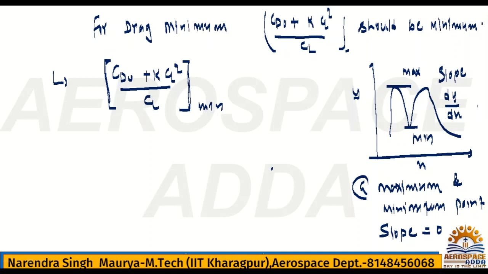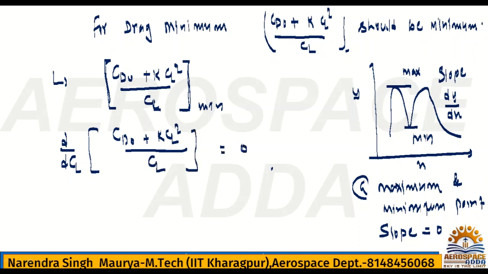So to minimize this bracket value, you have to take the slope. Slope means differentiation. And differentiation with respect to what? Variable. What is the variable? CL, lift coefficient. Because CD naught is constant, K is constant. So CL is variable. So you have to take differentiation with respect to CL of this bracket and make it equal to 0. If you do that, then this is the condition to minimize the function, or minimize the bracket here. Yes or no? Now take this. So what you will get?